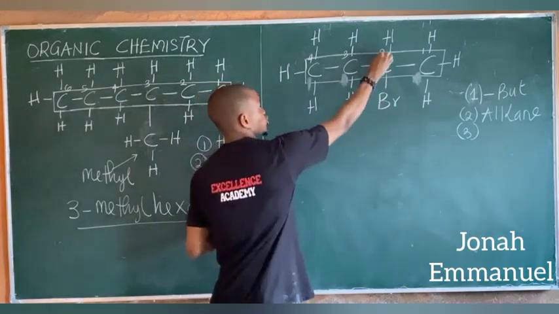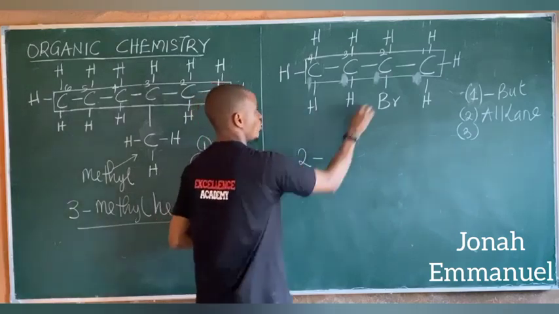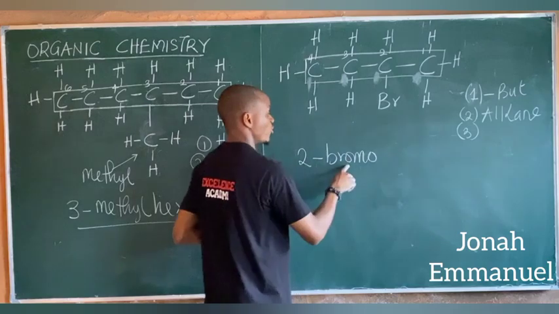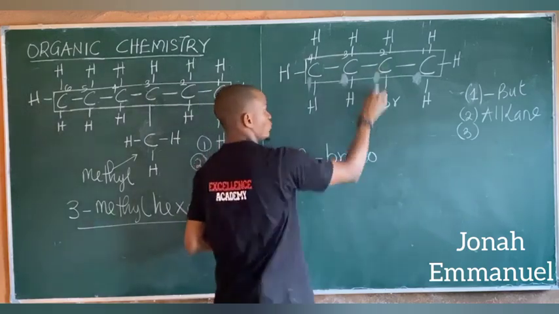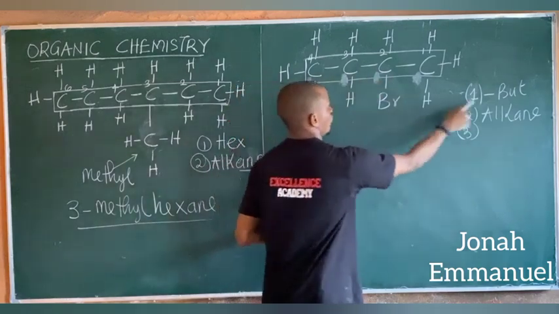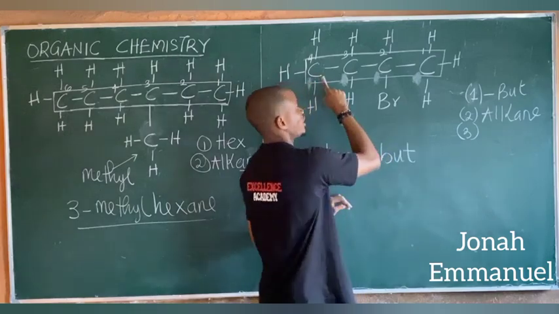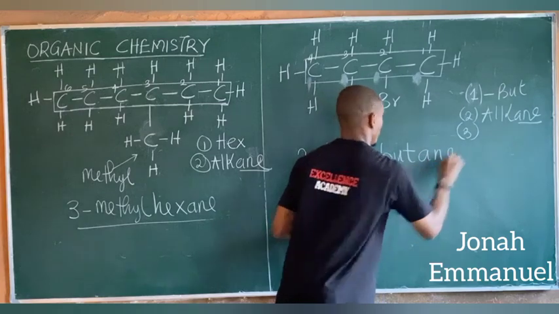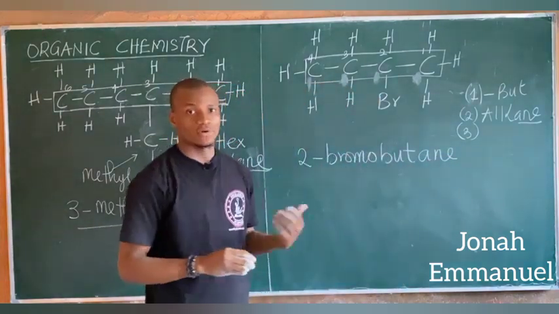This becomes, show the position of the substituent, 2. I will call bromine as bromo. So 2-bromo, meaning that bromine is at carbon 2. Then name the full compound: 1, 2, 3, 4, we call it but. Functional group single bond is an alkane, so it becomes butane. The name of this compound is 2-bromobutane.